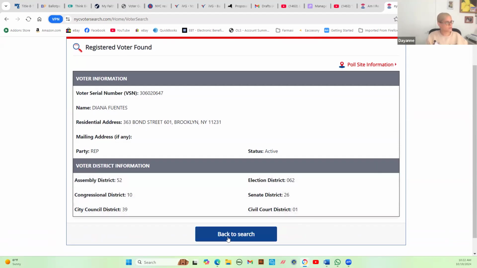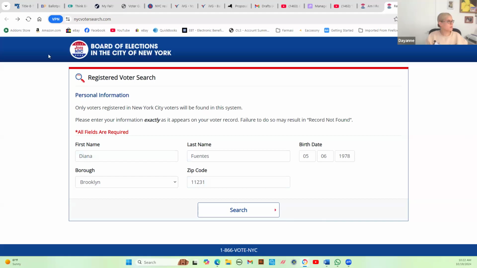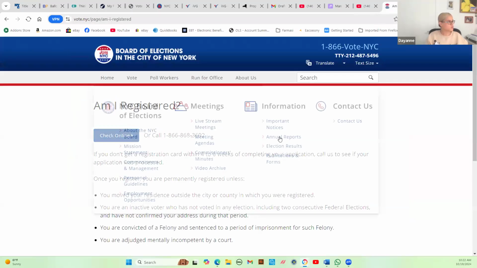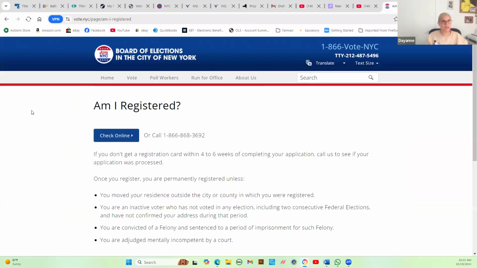So let's go back to the search. And if I click here, it's going to tell me where my poll site is, where I need to go. But we're going to talk about that in a few minutes, because if you're going to do early voting, it's not going to be on the same poll site. So let's go back a page. Okay, so we already know what to do with checking online whether you are registered to vote or not.